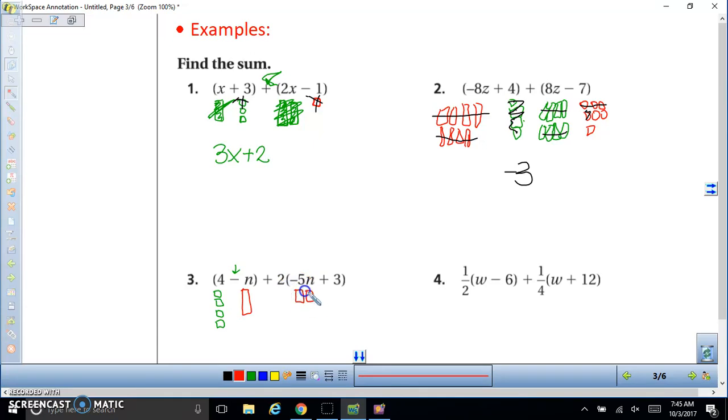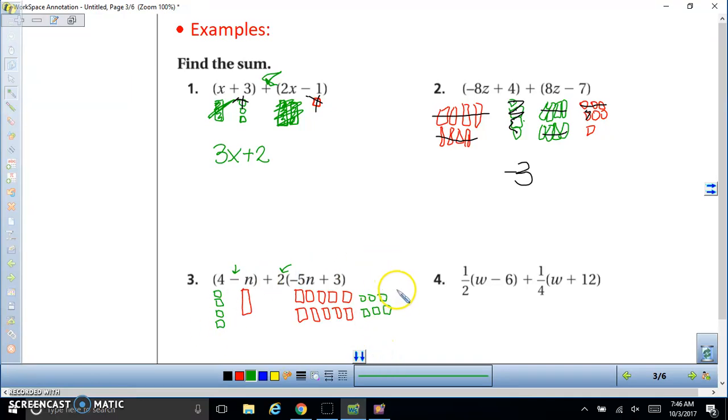1, 2, 3, 4, 5. Positive 3. 1, 2, 3. Two sets of them. That's what that 2 means right there. 1, 2, 3, 4, 5. And we have 1, 2, 3.